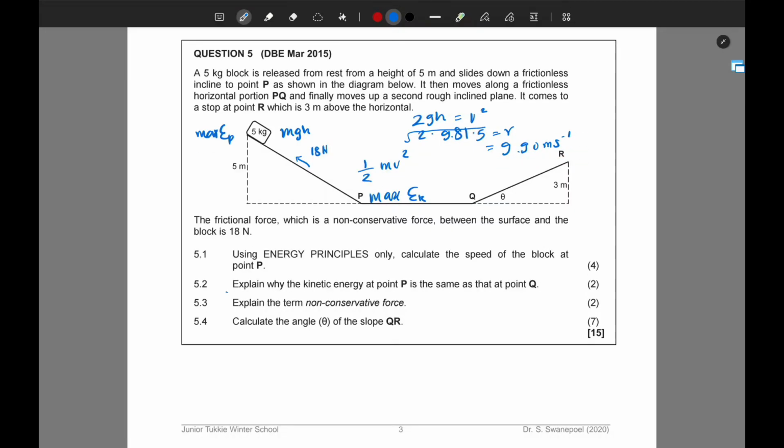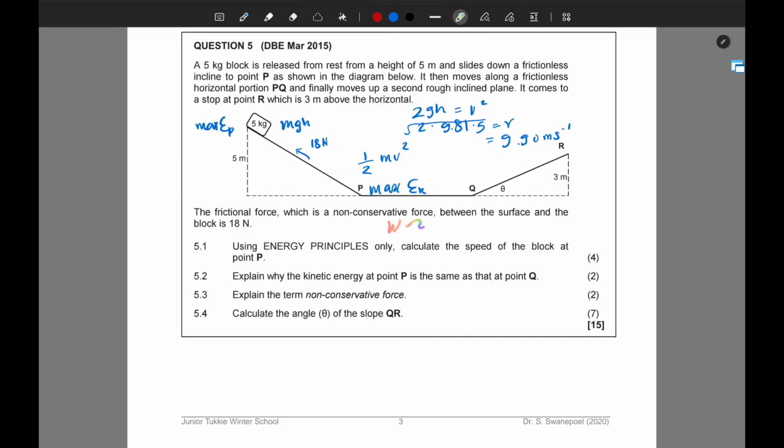The next question we are asked is to explain how the kinetic energy at point P is the same as at point Q. The reason for that is because this section is frictionless. So when the block moves from here to here, there's no work being done on the block because there's no friction. Therefore, the kinetic energy is the same, as work is changing kinetic energy, and there wasn't a change in kinetic energy here.